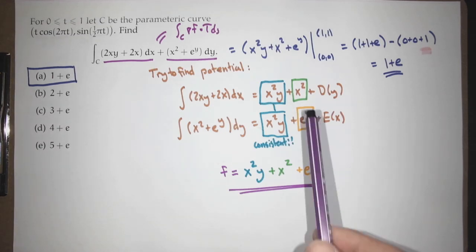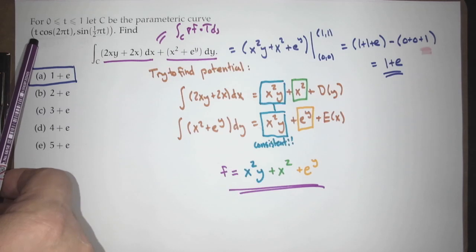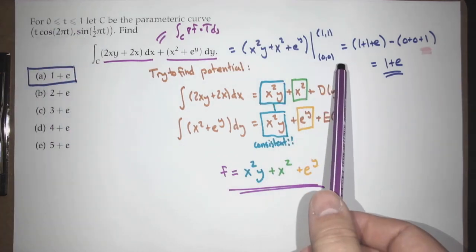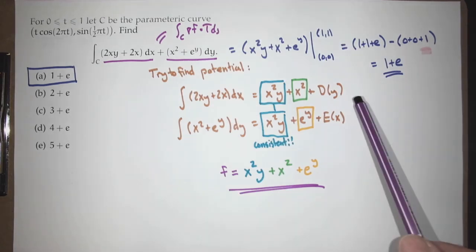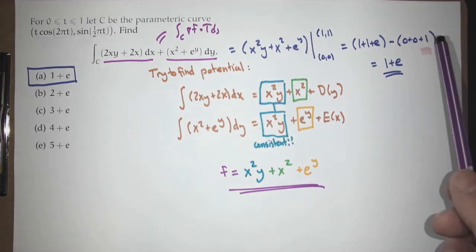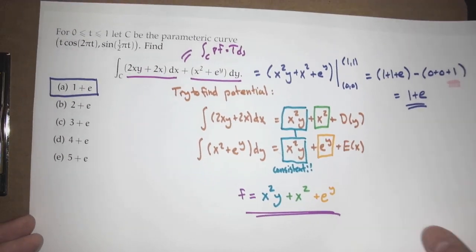And evaluate. Your endpoints, how do you get your endpoints? Plug in t equals 0, you get 0, 0. Plug in t equals 1, you get 1, 1. So the start is 0, 0, the end is 1, 1. That gives 1 plus e, minus 0 plus e to the 0, which is 1. So there we go. All right. Good. Any questions on this one? Okay.